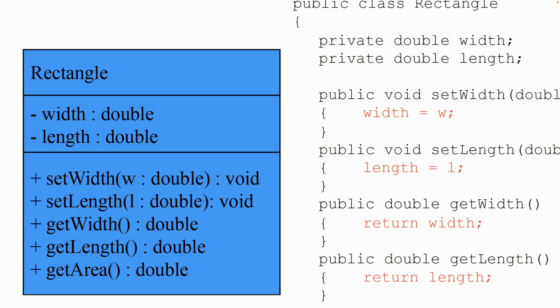Once a software developer gets this, he will understand what he has to implement. A double attribute called width, a double attribute called length, and a void function which takes a double parameter and sets width, and again a void function which takes one parameter. Then a function that returns double with this name, and another that returns double with this name.